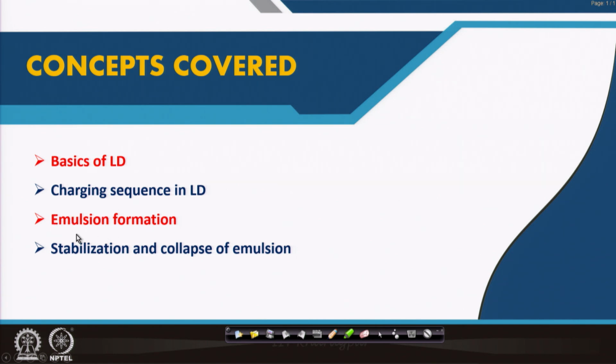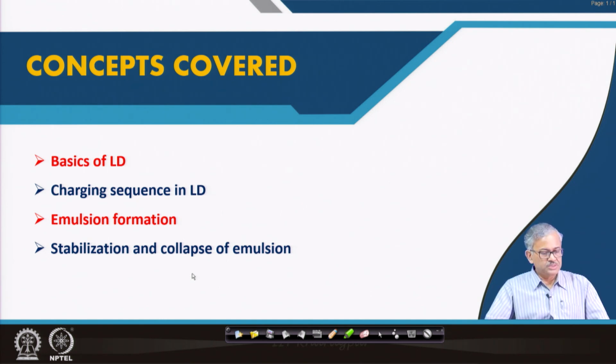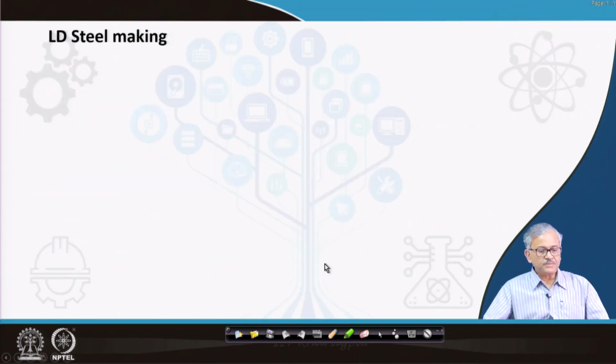I will come to that. And then stabilization and collapse of emulsion, because emulsion is very essential for LD refining. For very fast refining, it is the emulsion that is responsible, and so we have to see how to stabilize it. When does emulsion collapse, and then we can stabilize it.